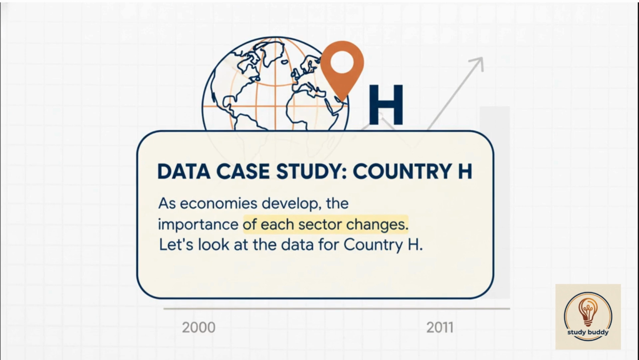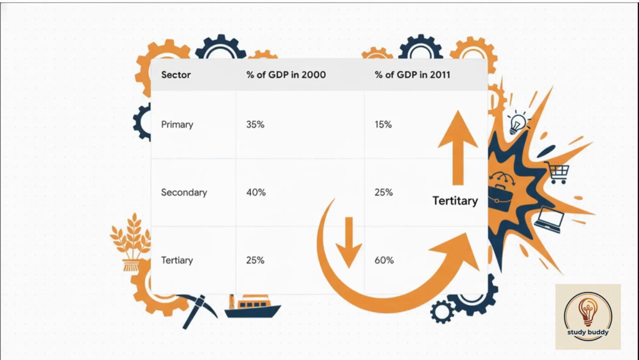We'll use a made-up country, let's call it country H, and we'll see just how much its economy changed in a little over 10 years. Okay, take a close look at this table. It shows us how much each sector contributes to the country's total economic output. It's GDP. So back in 2000, you can see the primary and secondary sectors were the big players, right? Together, they made up 75% of the entire economy.